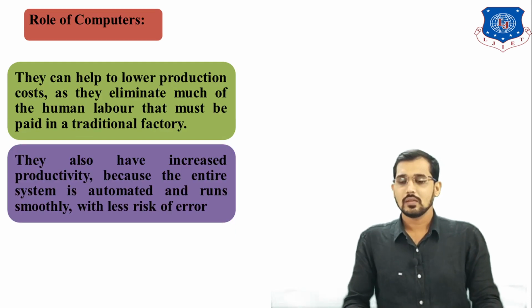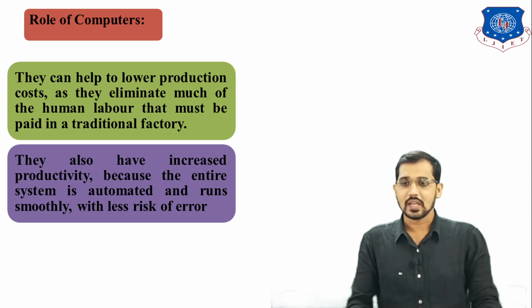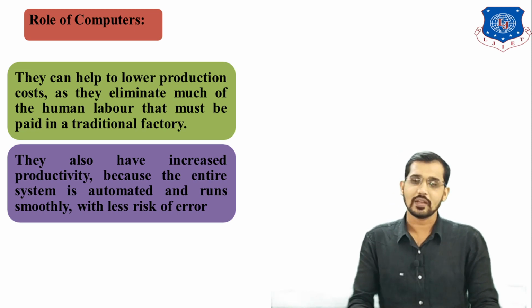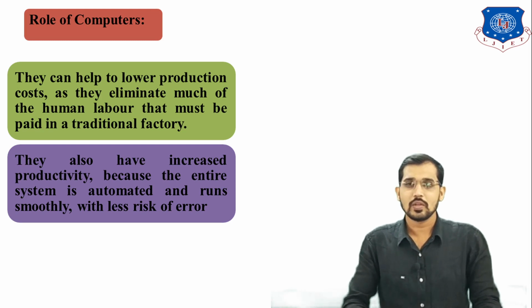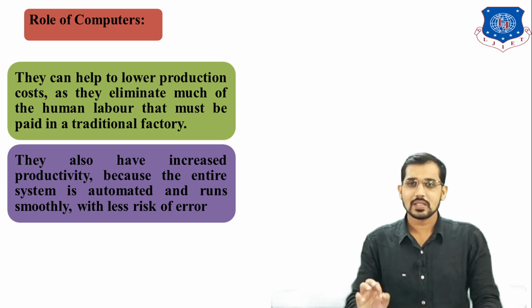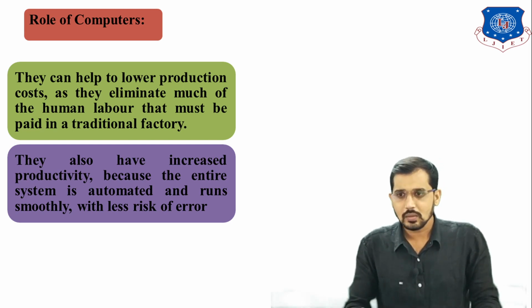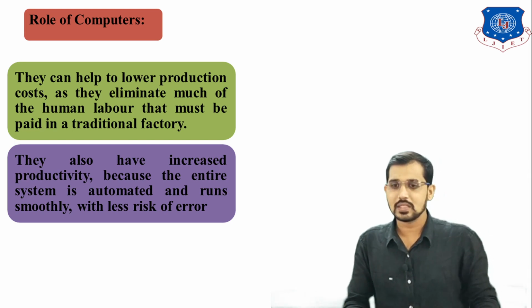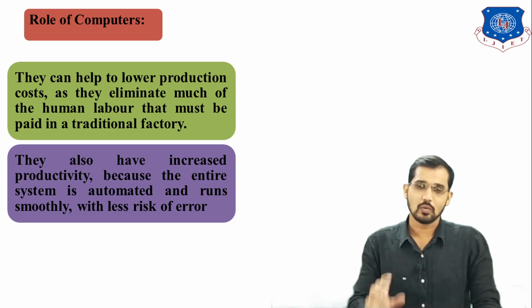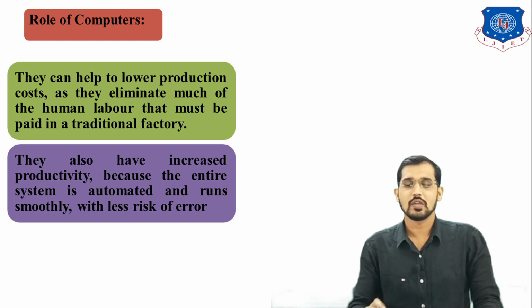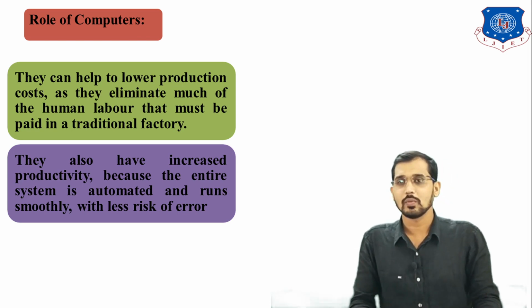After that, the last thing is the role of computers. They can help to lower the production cost as they eliminate much of the human labor cost that must be paid in a traditional factory. Means to minimize the cost of production, we can use computers. In this scenario, we can use computers to minimize the overall cost of the system. Whatever the labor cost, whatever the production cost, we can minimize by using computers. That is nothing but automated systems.